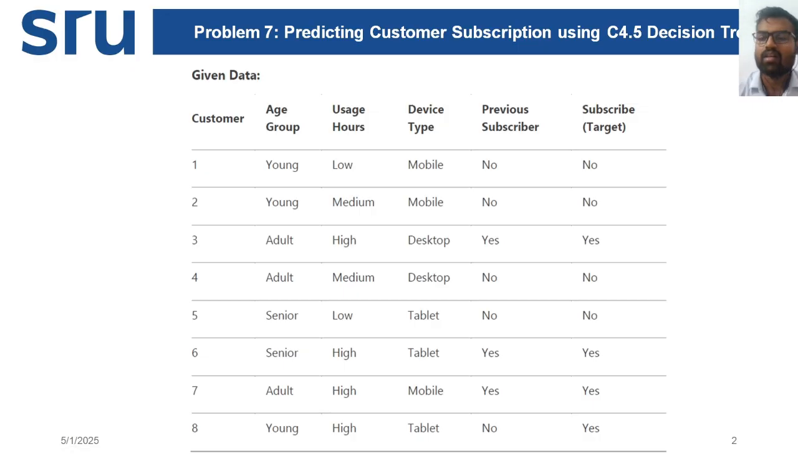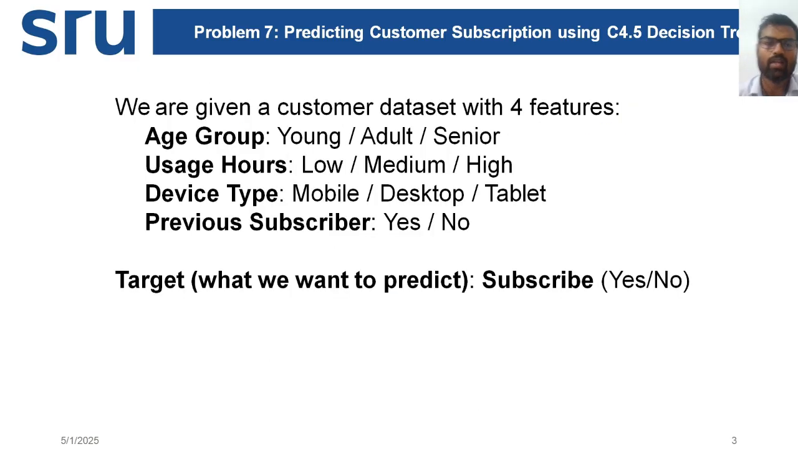Totally 8 customers are there. We're going to look at customer subscription. First of all, age group: young, adult, senior. Usage hours: low, medium, high. Device type: mobile, desktop, tablet. Previous subscriber: yes, no, two classes. The target is subscribe, which is the one we have to follow: yes or no. So we are going to build one decision tree to say whether the subscription is going to be yes or no. In the exam also you have to write like that. Even if you don't understand anything, at least write something about the given data set, then at least you get some marks. What do you want to predict? Is the customer going to subscribe or not?